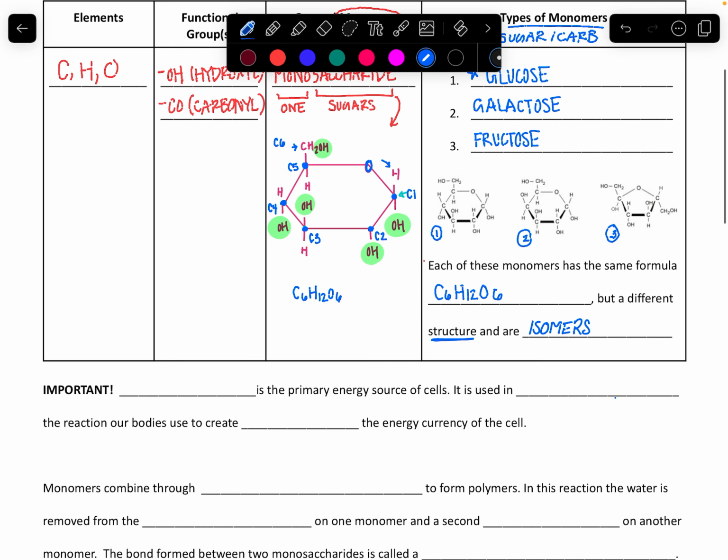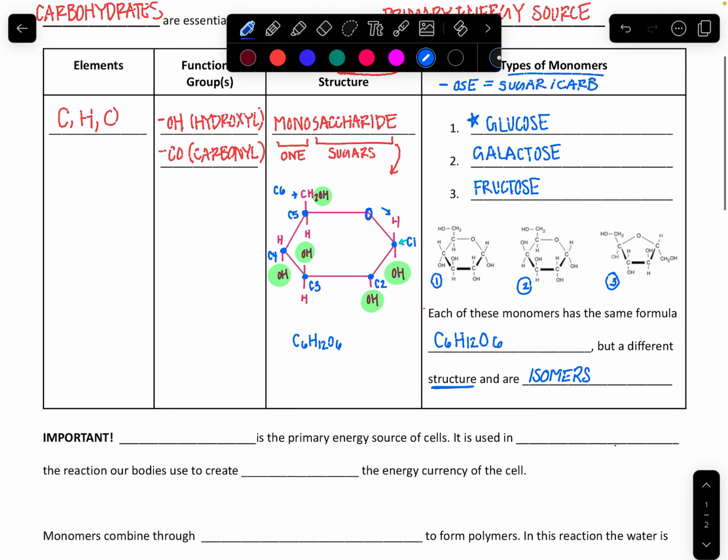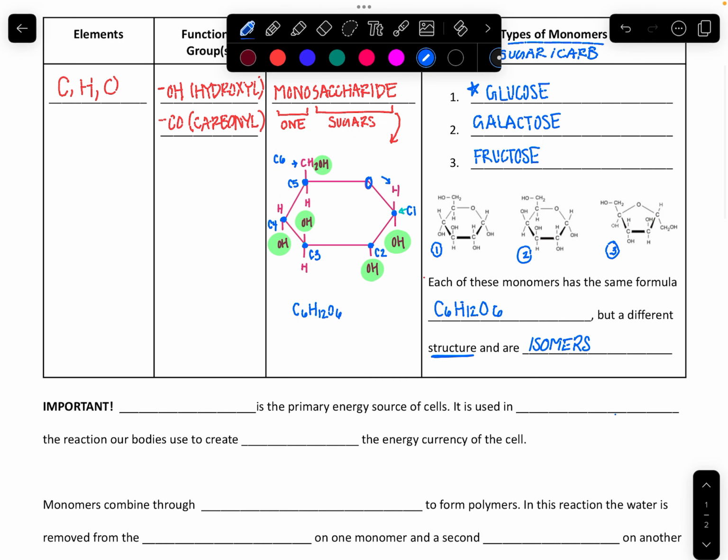Now, it is really important for us to know why these things are important, okay? And so when we think about the importance of these carbohydrates, the way we're going to talk about them the most is we're going to talk about glucose, okay? And we're going to talk about glucose being the primary energy source of your cells, okay? It's going to be used in a process that we're going to learn about a little bit later in the year, but that process is cellular respiration.